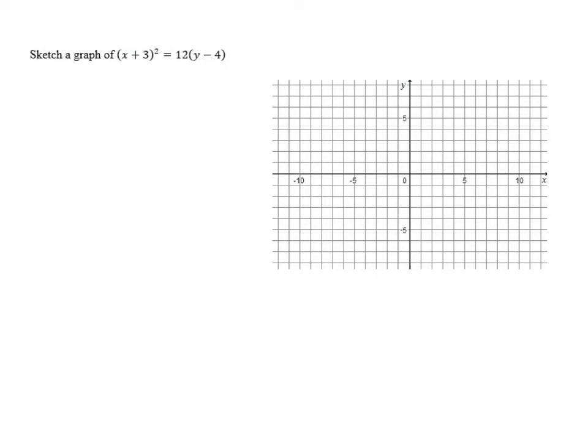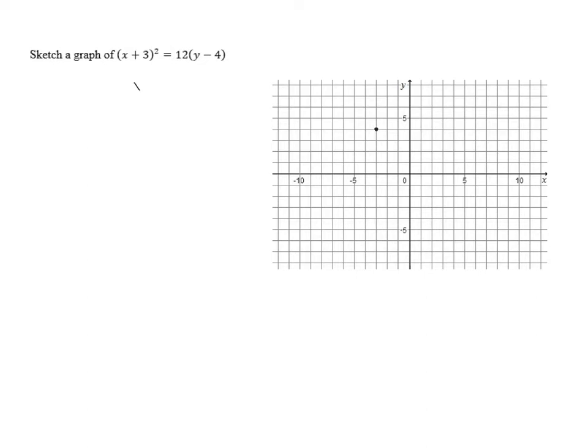Because x was replaced with x + 3, it gets shifted to the left 3. And because y was replaced with y - 4, it gets shifted up 4. And so the vertex here is going to be at the point (-3, 4).